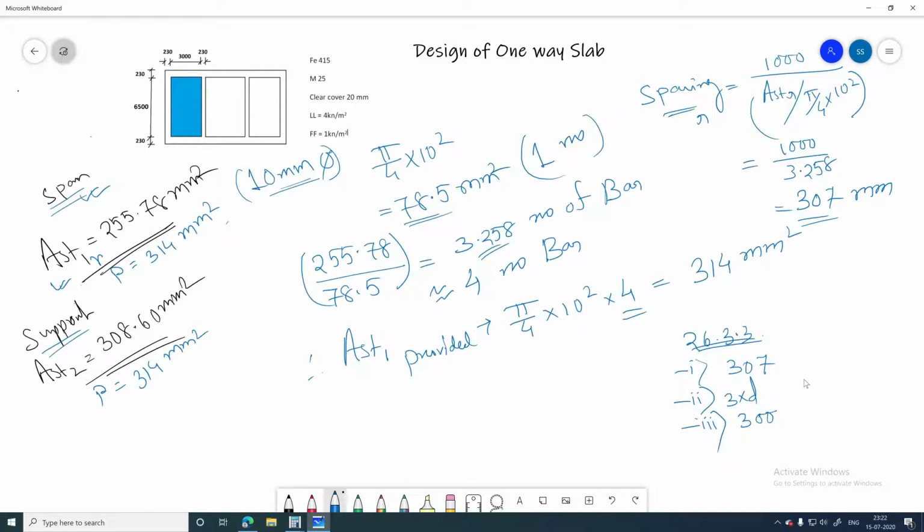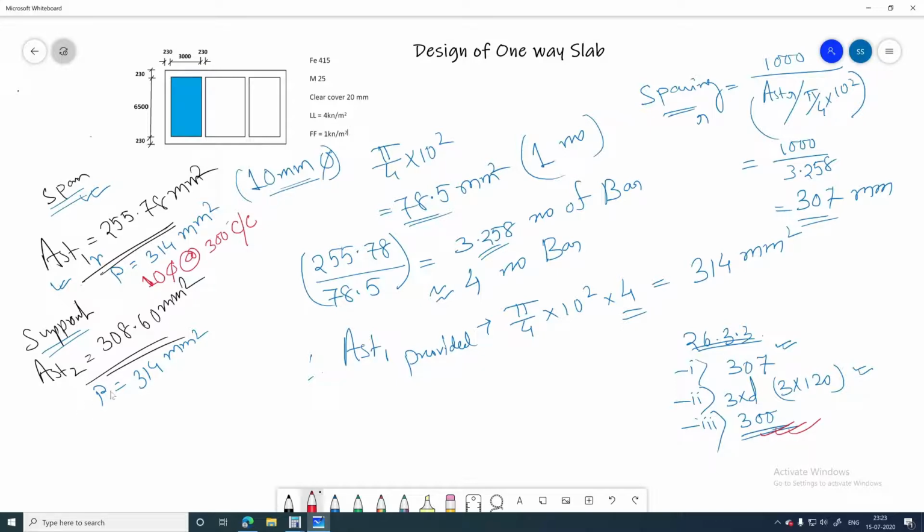So yeah, what is the minimum value? This is 307. 3D, that means 3 into 120, so this is 360. So this one we do not consider, because this is not the minimum one. Okay, so this is the minimum value, so we will consider this 300. Okay, that means the result that we get for AST1, we use 10 phi dia at the rate 300 center to center distance. So for AST1 we consider this one.